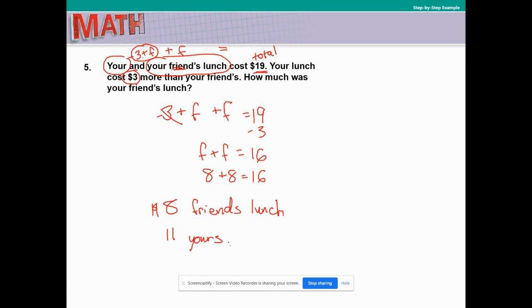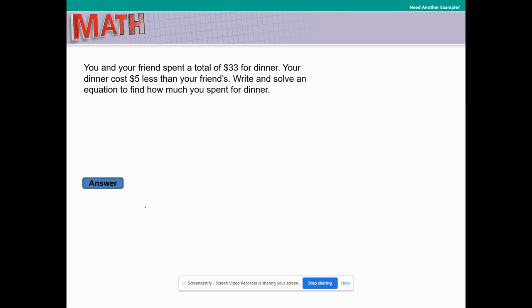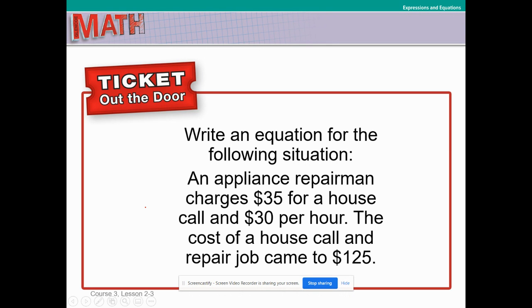Okay, this is tricky. I'm going to involve this in maybe a deeper lesson later on when we have to define a variable based on the other information, 3 plus F plus F. Okay, guys, final question for your understanding today is this. Exit ticket. Write an equation for the following situation. Go ahead and type in your equation in the message.